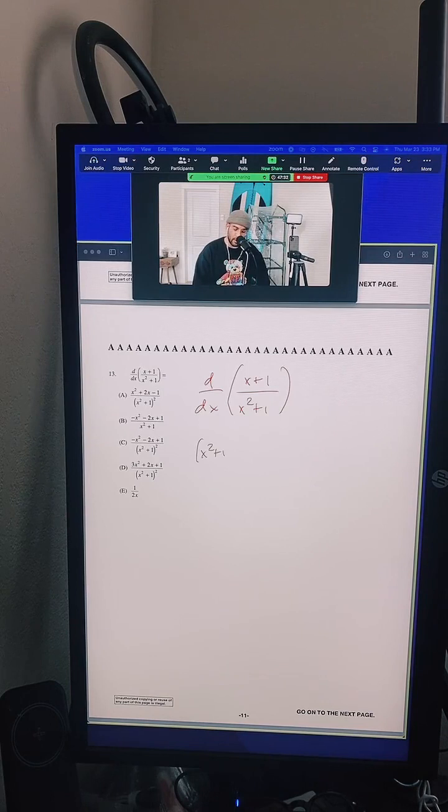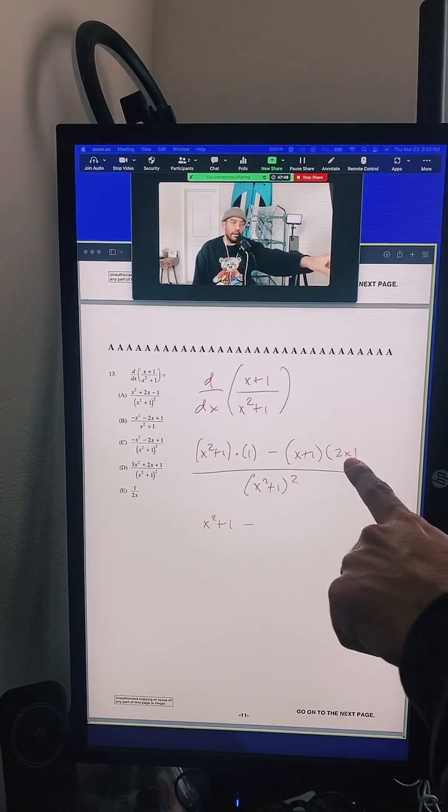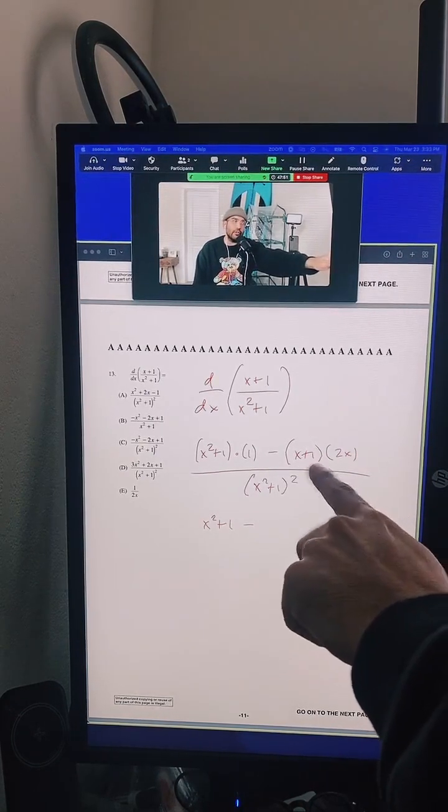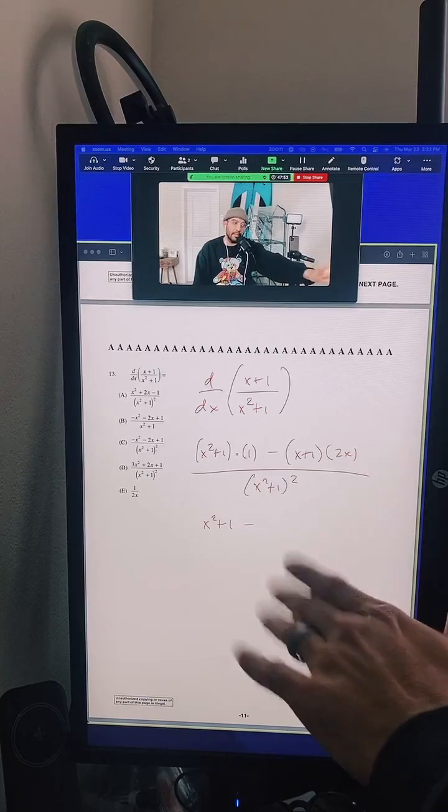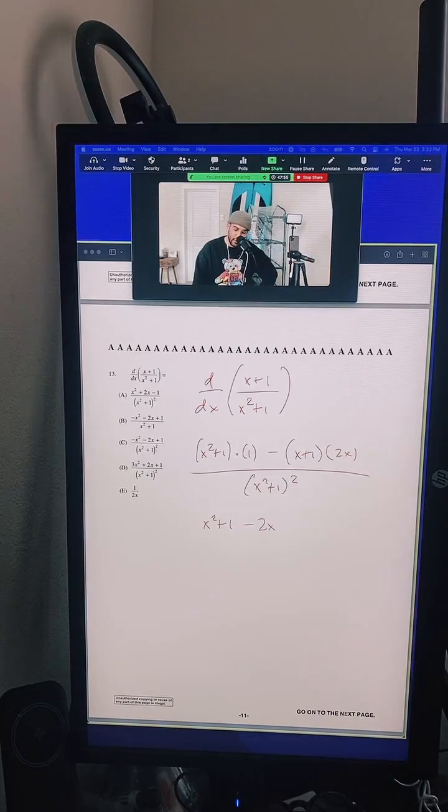That's x squared plus 1, low, times the derivative of x plus 1, which is 1, minus x plus 1 times the derivative of the bottom value over the bottom squared. And so now we have x squared plus 1 minus, we have to be very careful here. I'm going to distribute the 2x to both of these terms and distribute the negative sign at the same time. So that's going to be minus 2x squared minus 2x all over x squared plus 1 squared.